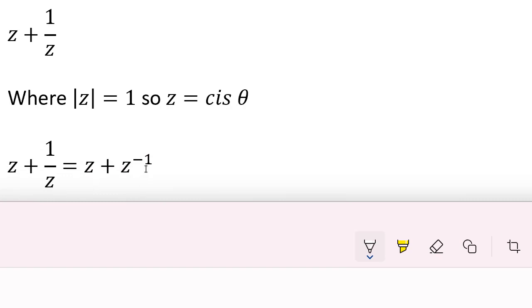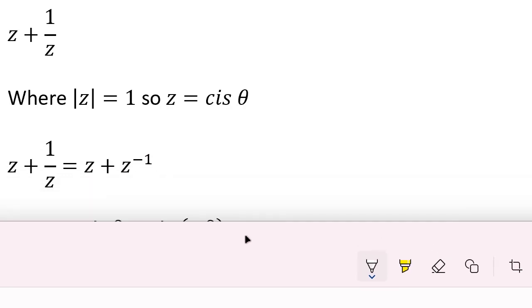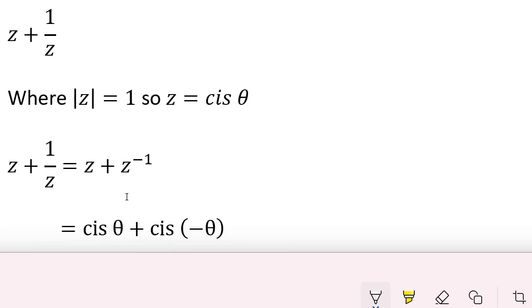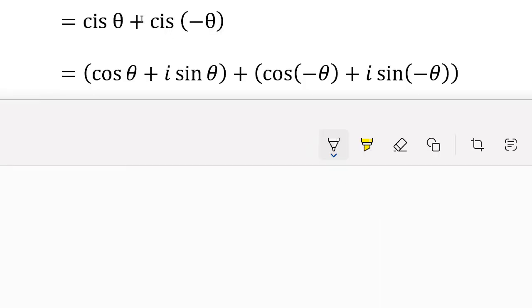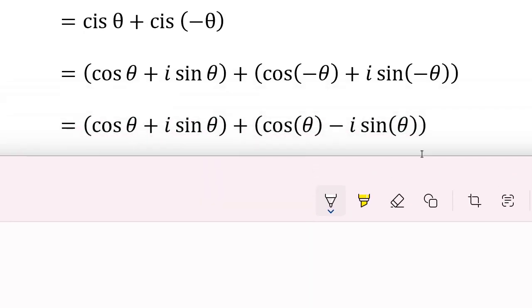So we write 1 over z as z to the minus 1. And we therefore use de Moivre's theorem and we put the negative in there. Now, cis can be written cos theta plus i sine theta, so I do that for both of them. Remember that cos is an even function and sine is an odd function. And so the minus sign only survives there. And that means these i sines will cancel and we'll get 2 cos theta.